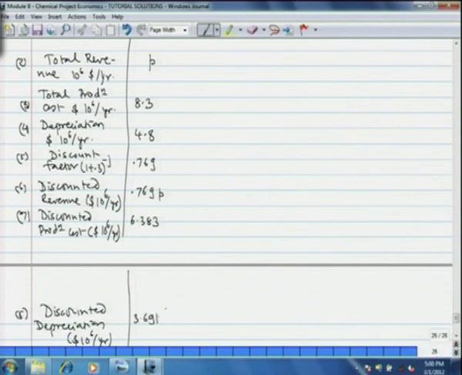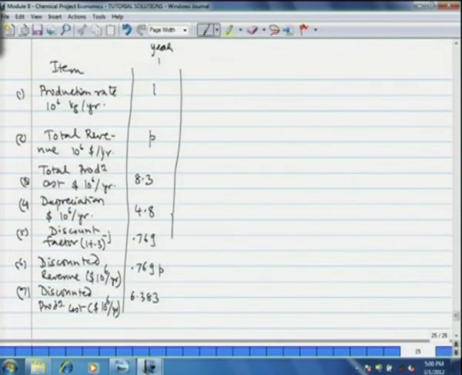Similarly, for the second year, we have total production rate as 1.8 million kgs a year. Then the total revenue becomes 1.8 into P, $1,000,000 per year. The total production cost is given as 13.2.